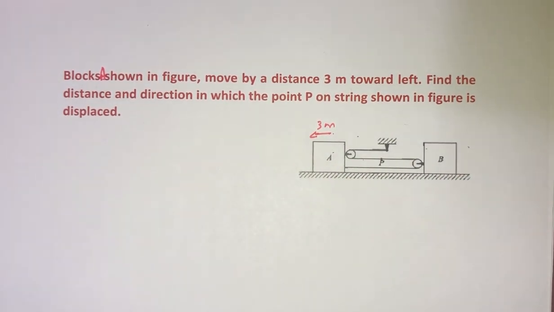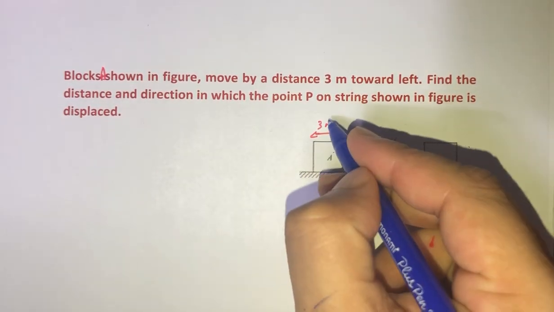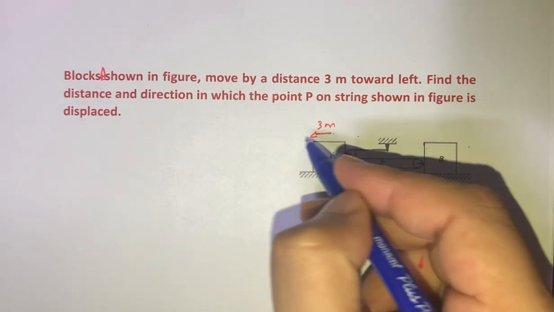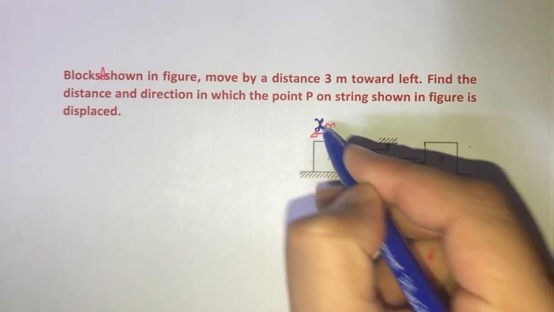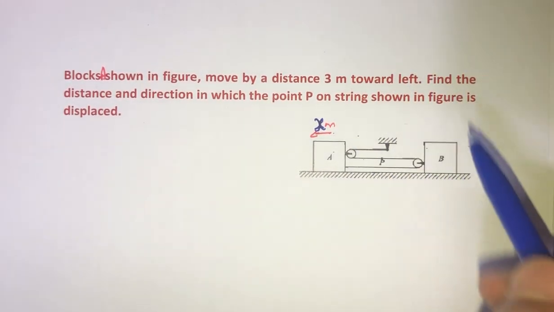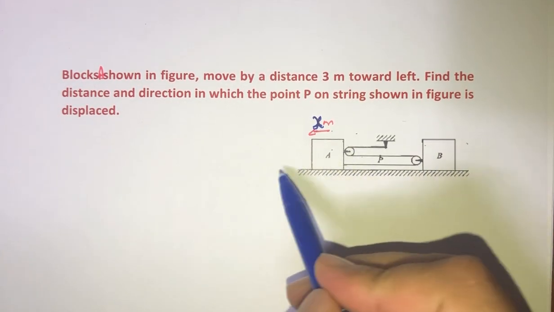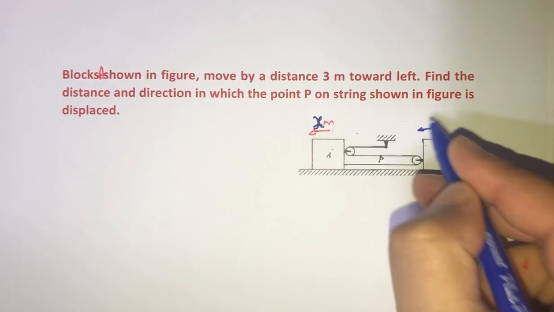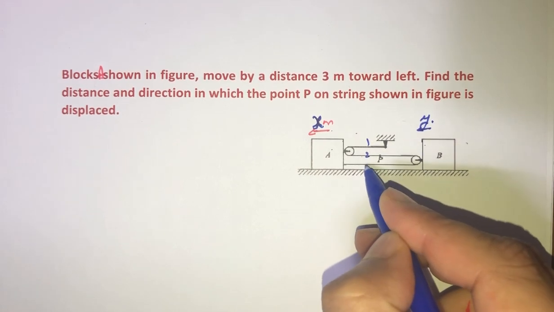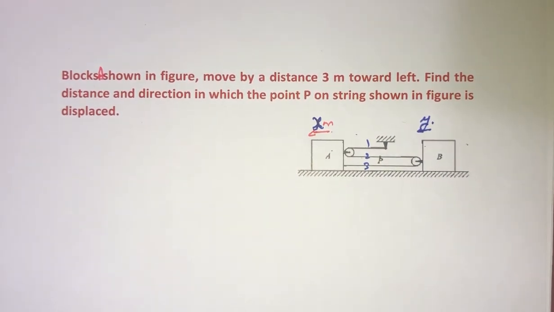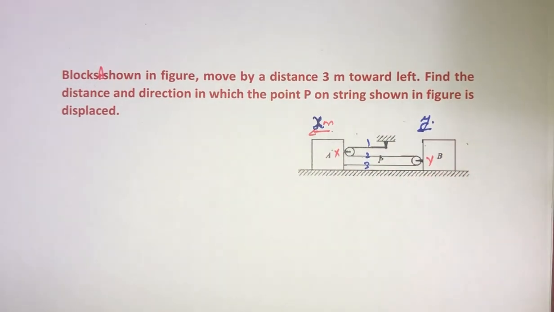So what we do to make a calculation in terms of general variables is assume that block A moves towards the left by x meters. Later on we can substitute the value of 3. We also assume that if A moves towards left, B moves by a distance of y. Let us name the strings as 1, 2 and 3, and we have two pulleys. Let us name them as x and y.